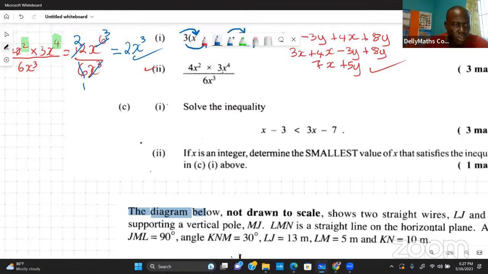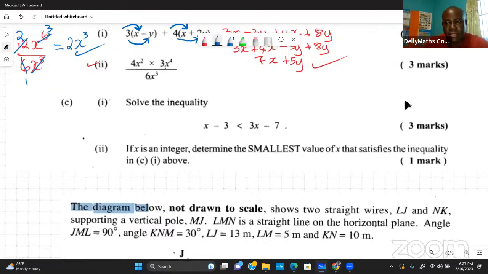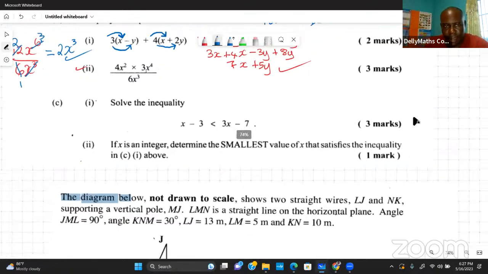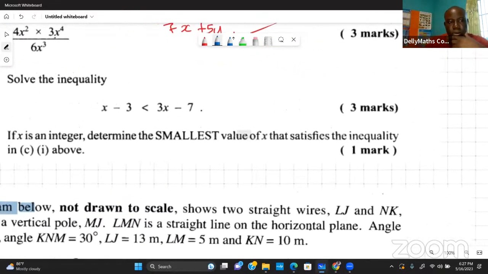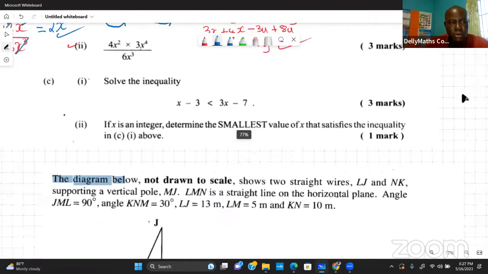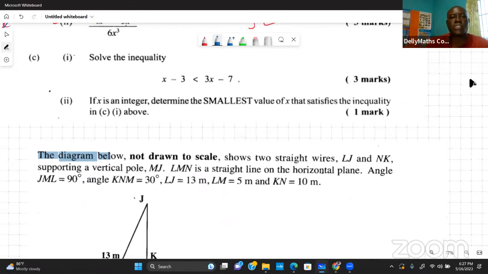All right. So we just found out that x is greater than 2. Hold on, it's a little bit big. Let's bring it down. All right, good. So x is greater than 2. So here's the question. If x is an integer, determine the smallest, be careful, smallest value of x that satisfies the inequality above.